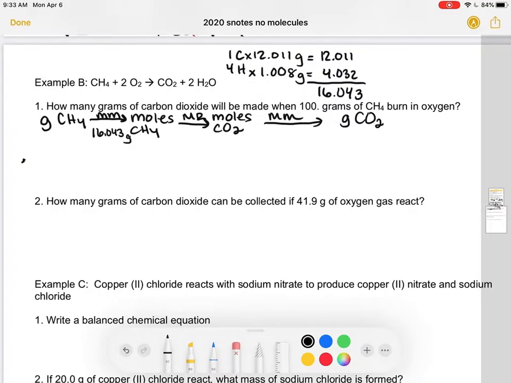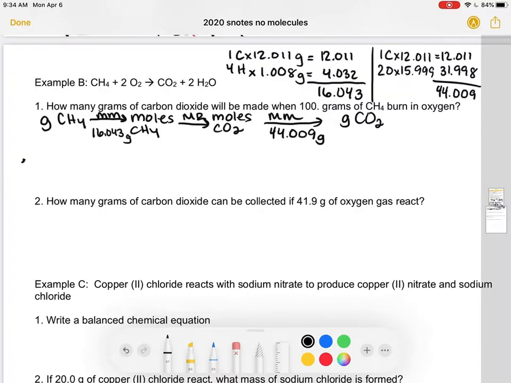And then for CO2, we have 1 C times 12.011 and 2 O's times 15.999. Okay. Add them up. 44.009. Okay, so we'll put that here, 44.009. I'm going to write grams because I need to have units.